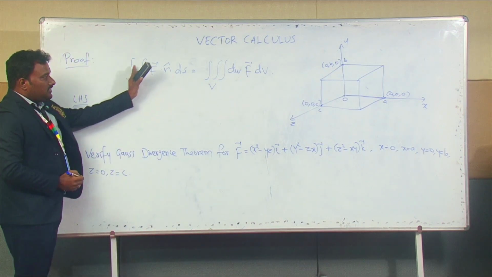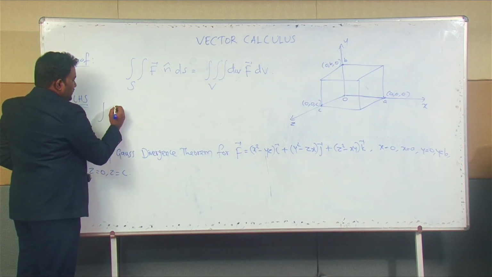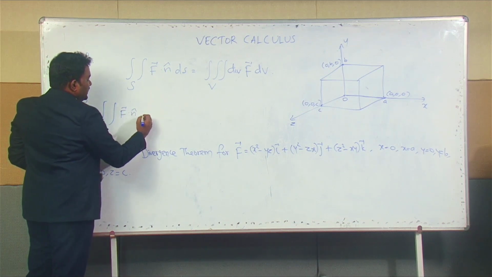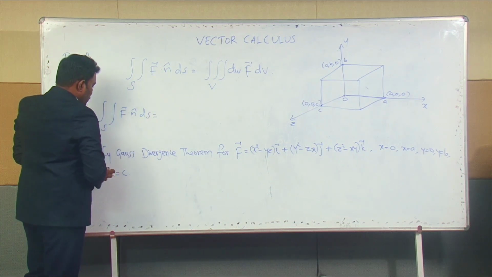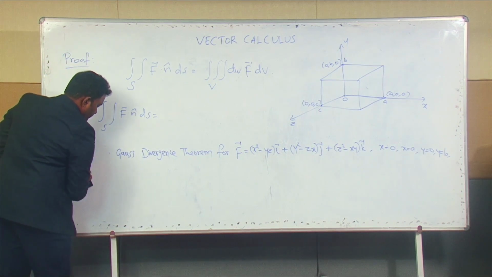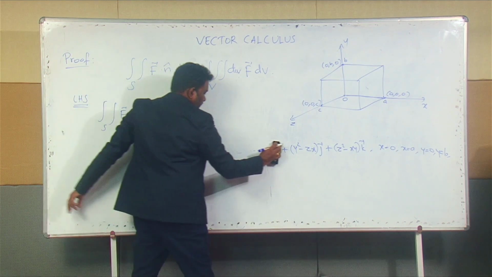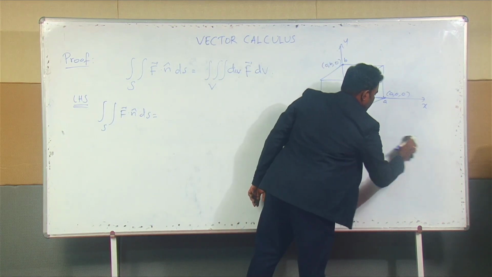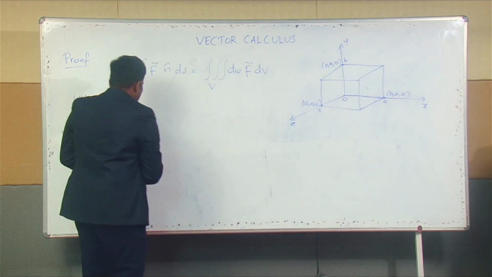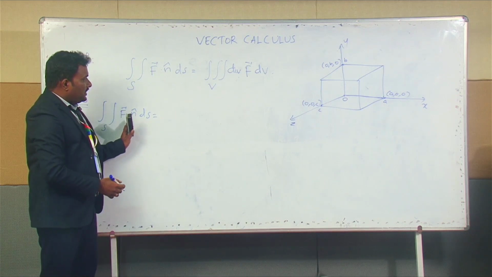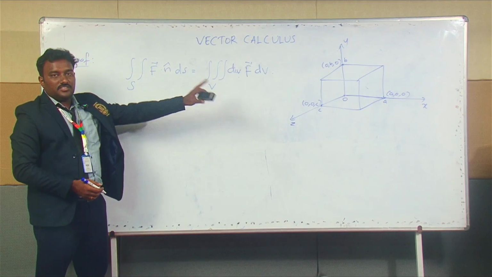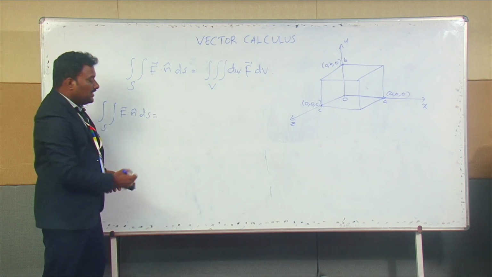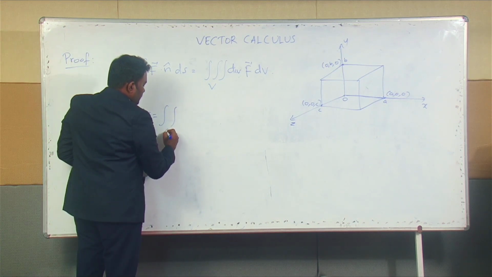So now we are going to start with the left hand side, that is double integral over the surface of F vector dot n cap dS. So this double integral involves how many faces we have in the diagram. So totally how many faces we have? We have 6 faces.